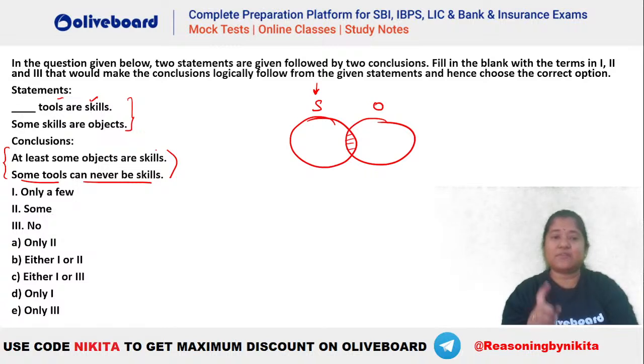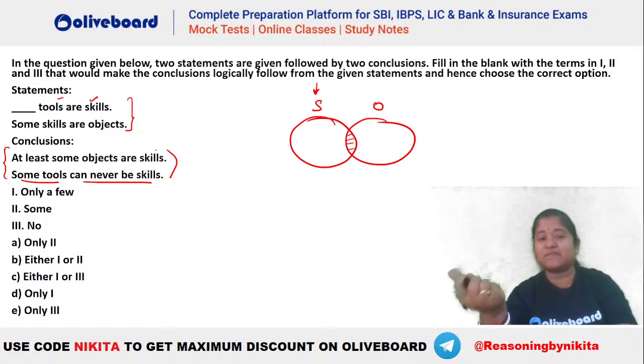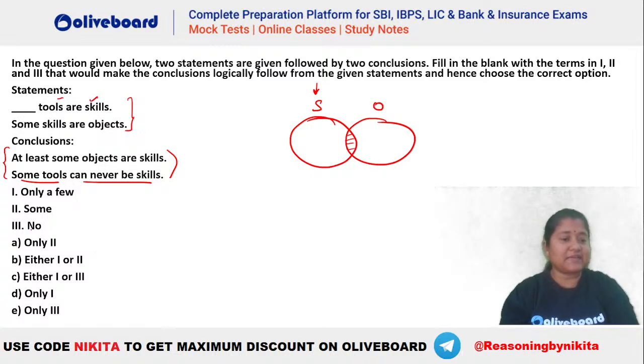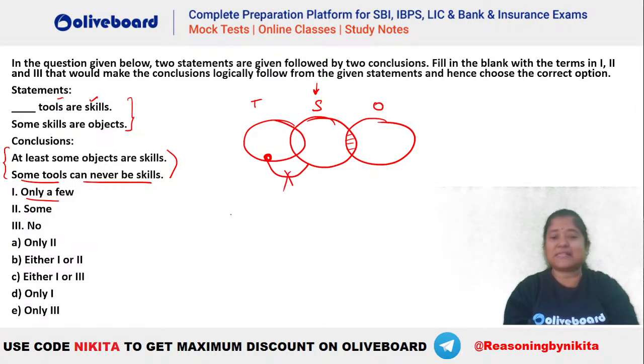Some tools can never be skills. That means there has to be a specific portion of tools which should never be a part of skills. Let's say we take only a few. That means only a few tools are skills. That means some tools are skills, and there is a specific portion of tools which will never be skills. So in that scenario, you will see that the second conclusion becomes true. Some tools can never be skills because this portion of tools can never be a part of skills. That means only a few is absolutely possible. So if you take only a few in the blank space, that is fine.